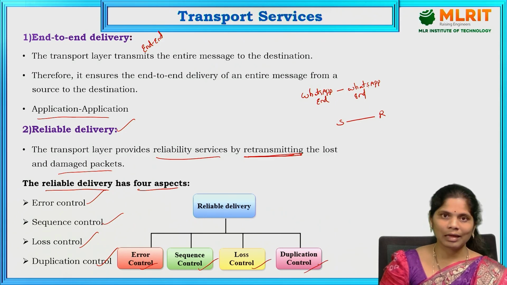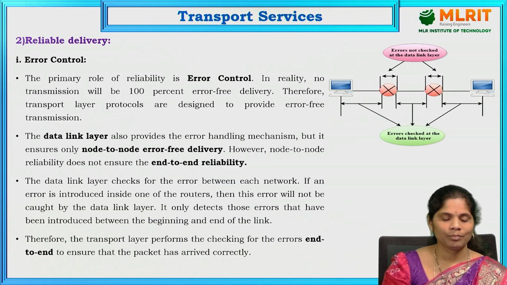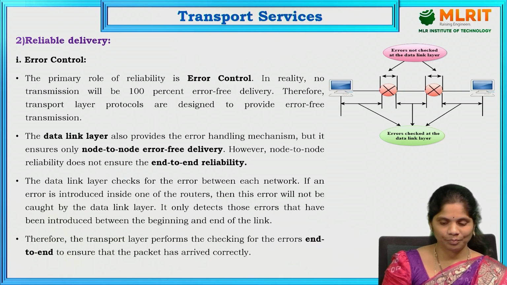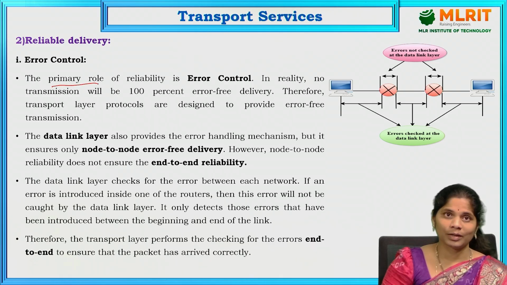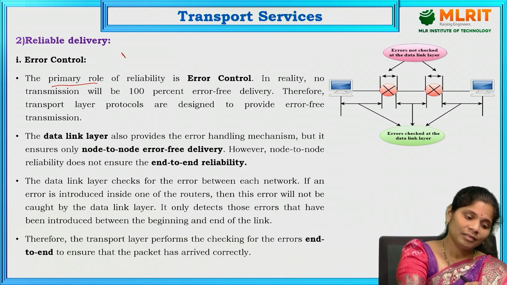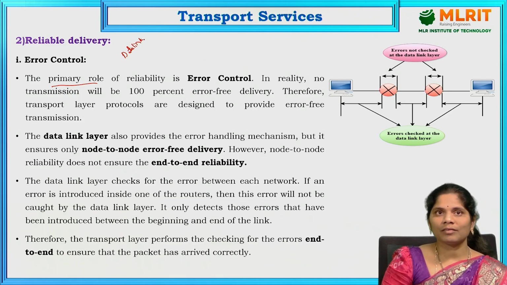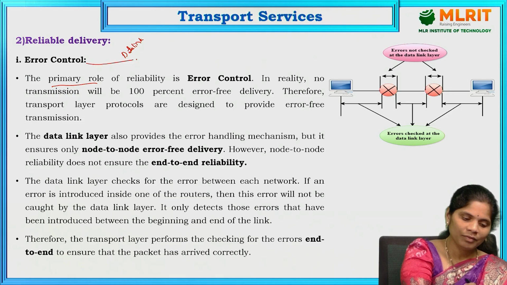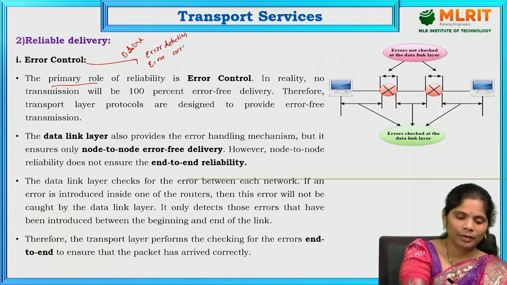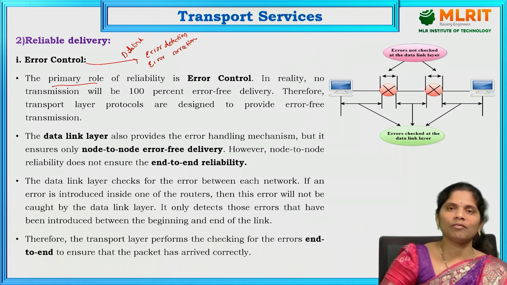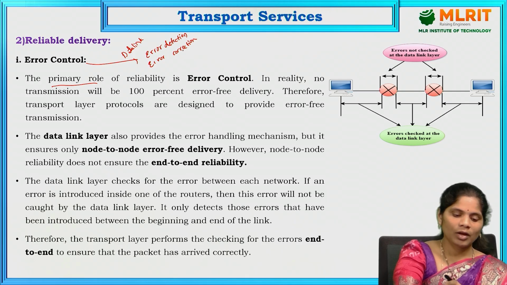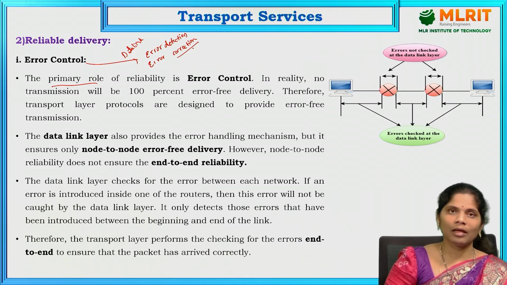First one is error control. What is error control here? This is the first aspect. We already discussed it in the data link layer also. There also we discussed error control. Error control means we are talking about error detection as well as error correction. First we have to detect where the error is, then we have to correct the error. Those are called error control.